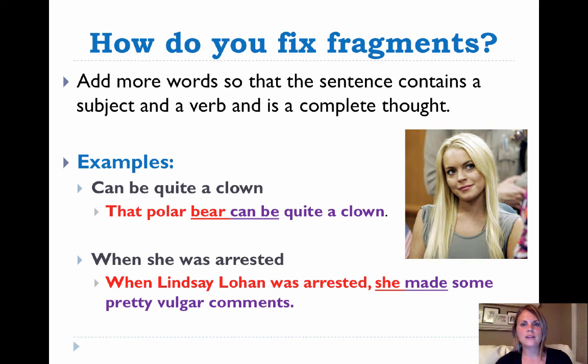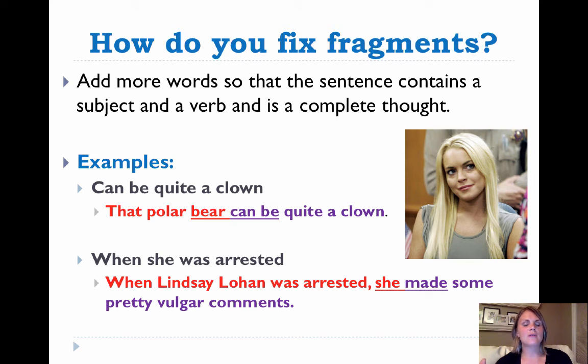So how do you fix fragments? Well, you add more words so that the sentence contains a subject and a verb, and so that it is a complete thought. So there's not one correct way to fix a fragment. People might add different words to make a complete thought.